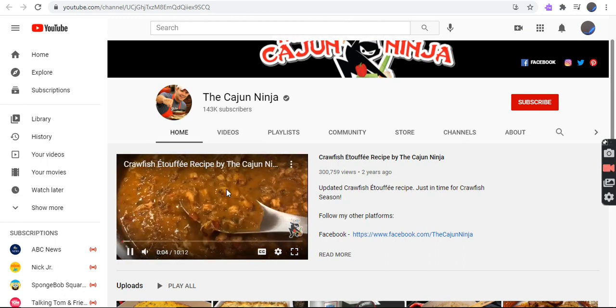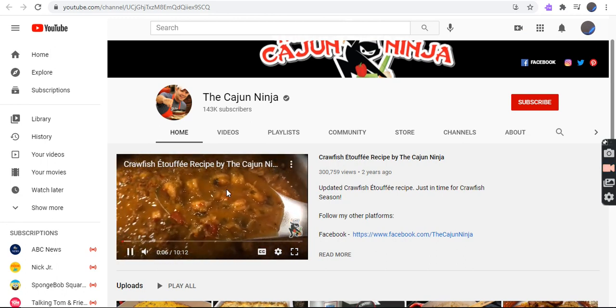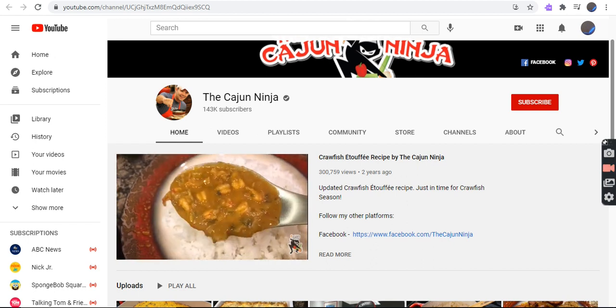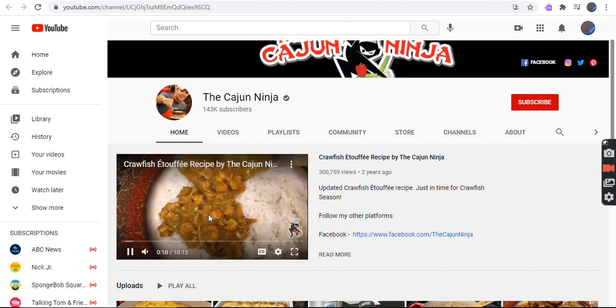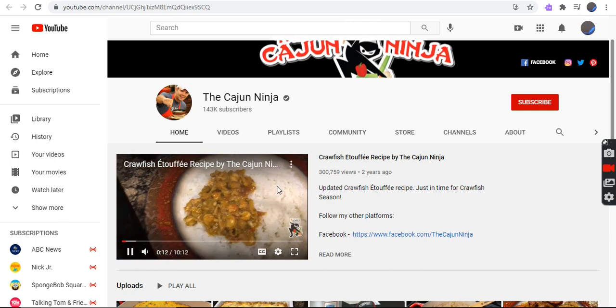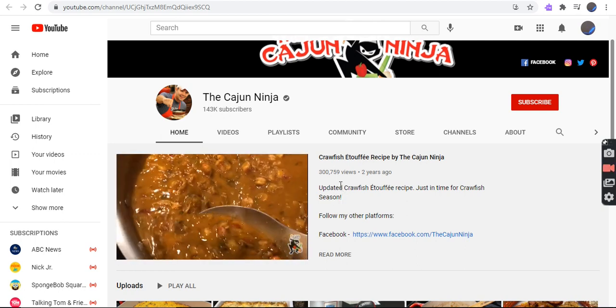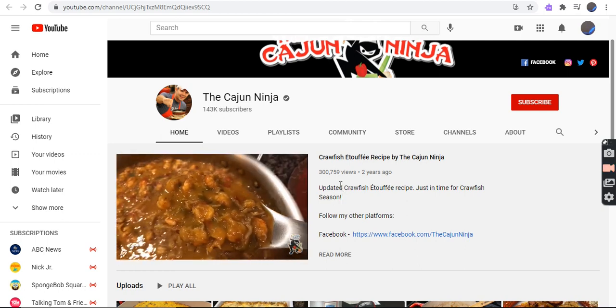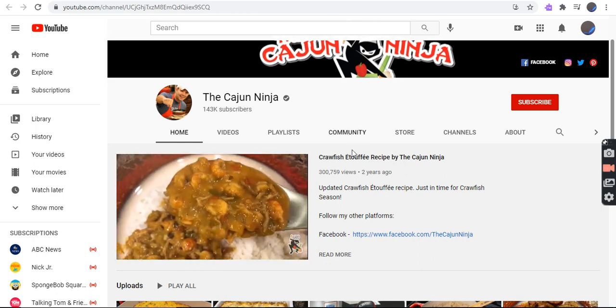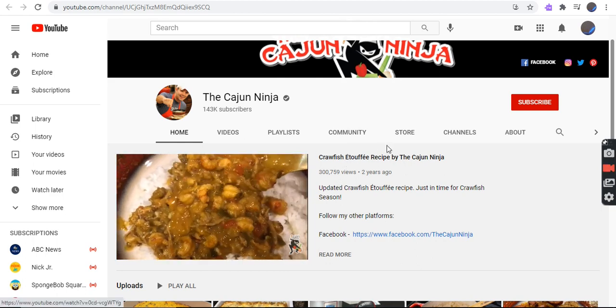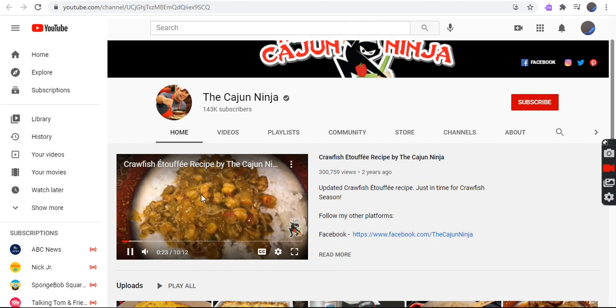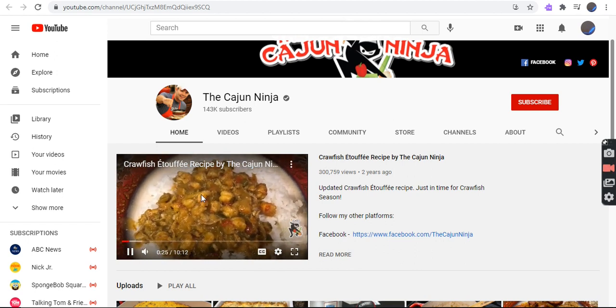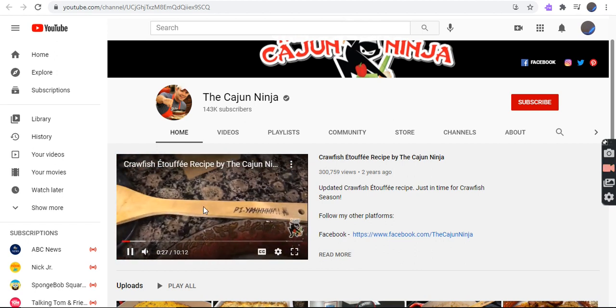Let's talk about... I need a little refresher on this one right here. It's almost crawfish season again. This is the crawfish. It's healthy or something? Okay, so this is what it looks like. Crawfish etouffee, ladies and gentlemen.